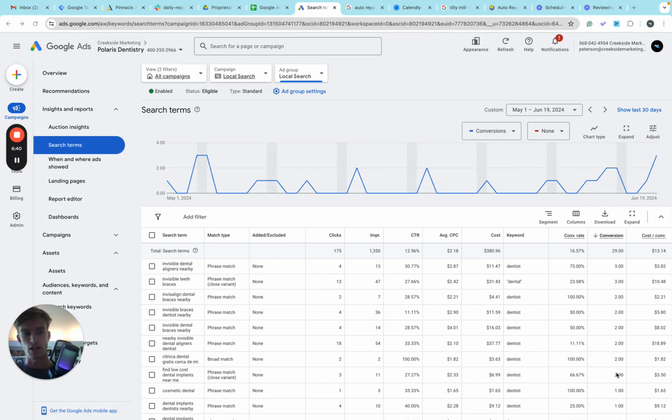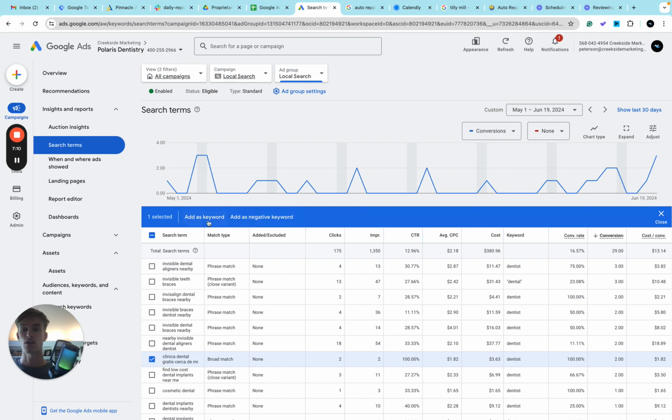So we can see here that we have around 10 different search terms that have 2+ conversions, and inside these search terms we have one that is a broad match. What we can see here is that this is a Spanish version of dentist. So basically somebody who speaks Spanish is searching this on Google. And if we are looking to show up to the Spanish speaking community, this is definitely something that we could then add as a keyword.